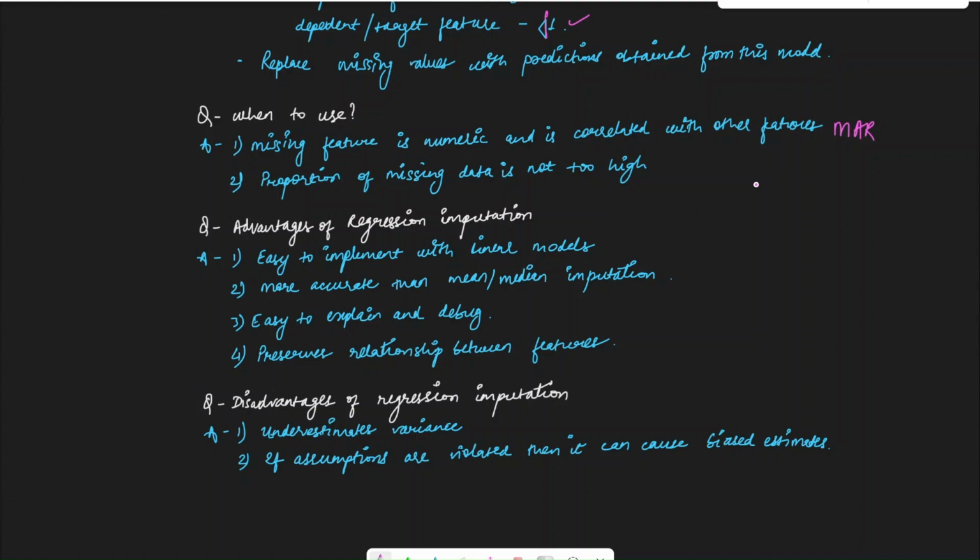Advantages related to regression imputation. First is, it is easy to implement because linear models are easy to implement and explain. Second is, it is more accurate than mean and median imputation because we are trying to determine the missing value by understanding the pattern in the data. It is easy to explain and debug. And lastly, it preserves the relationship between features. Disadvantage of regression imputation is that it underestimates variance. And second, if the assumptions are violated, then it can cause biased estimates.